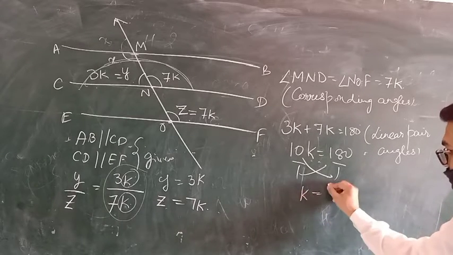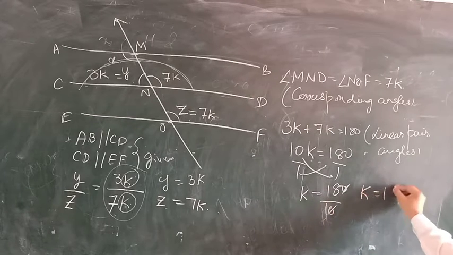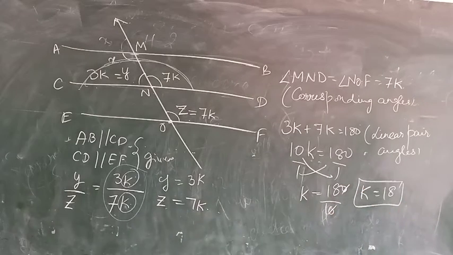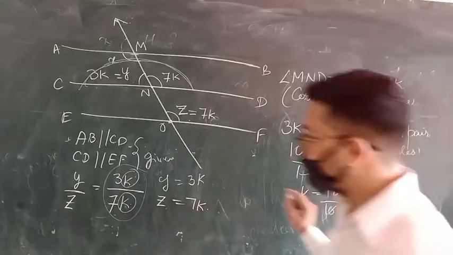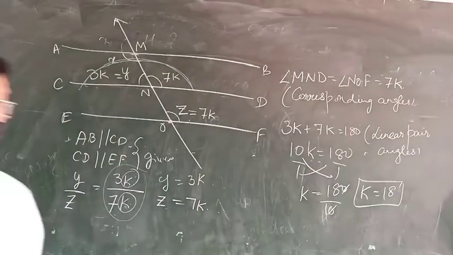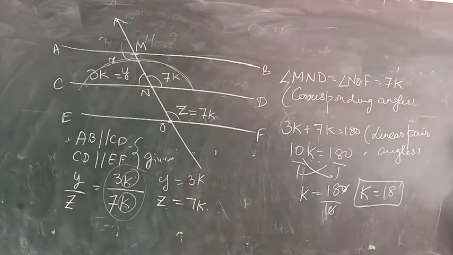K is equal to 180 divided by 10. So the value of K is equal to 18. Any doubt till this step? People are free to ask me. Do you have any doubt? Okay. So the value of K is 18. Now you can calculate the value of Y. Okay. First note it down fast. Then I will rub this part.